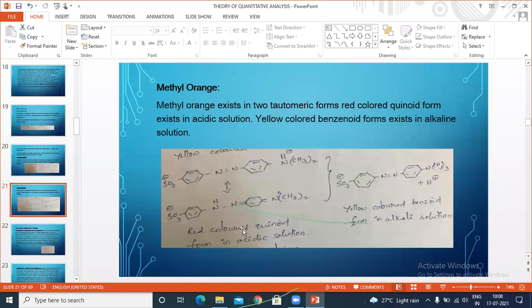This is the actual structure of methyl orange, in which we can observe the azo group, N double bond N, the amine group, and the sulfonyl group, SO3. So what is the main difference between the benzenoid and quininoid forms in the case of methyl orange?